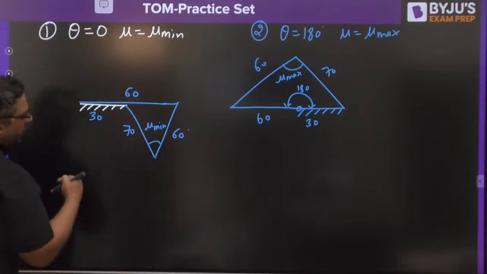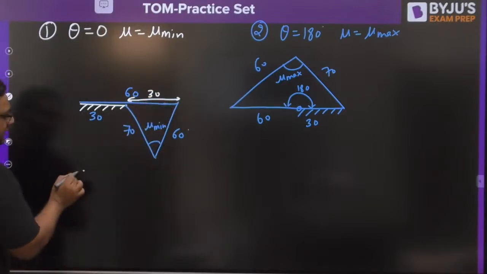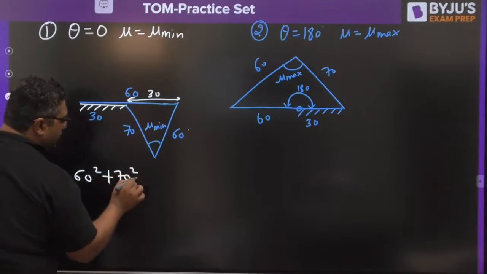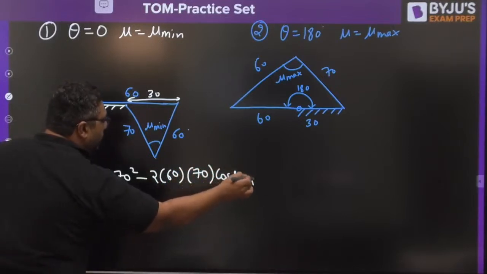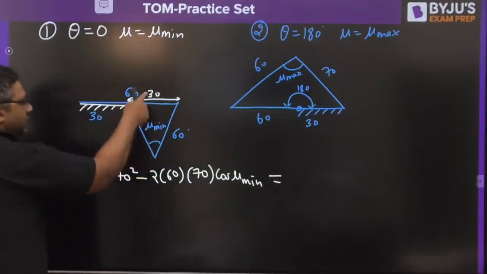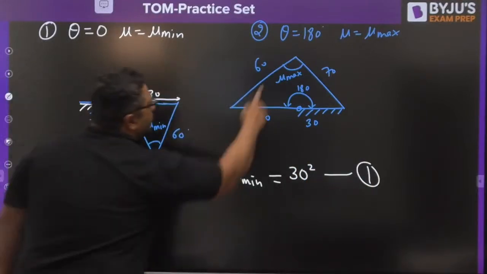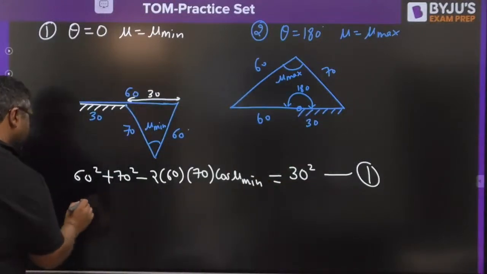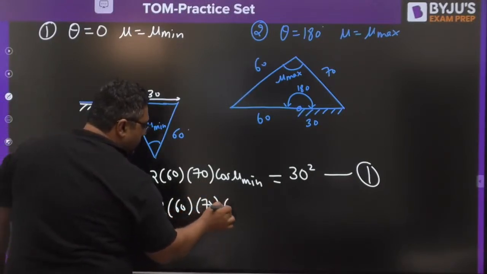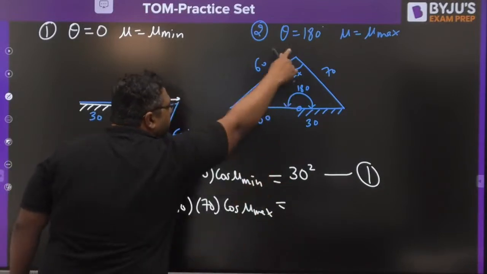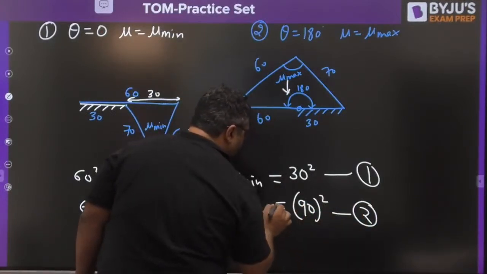You can write, if this is mu minimum, for this triangle, this side is 30. So we can write, my dear, 60 square plus 70 square minus 2 into 60 into 70 cos mu minimum is equal to 30 square. That is the first equation. From the second, you can write, this is again a triangle, 60 and 70. So 60 square plus 70 square minus 2 into 60 into 70 cos mu max. This time the side in front of mu max is 90. My dear, solve these two equations, get mu minimum and mu maximum.